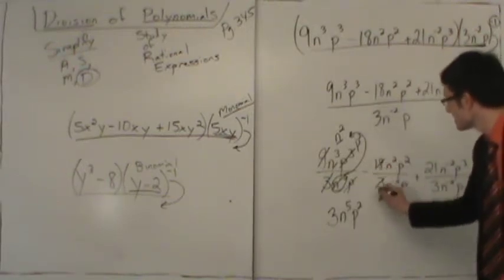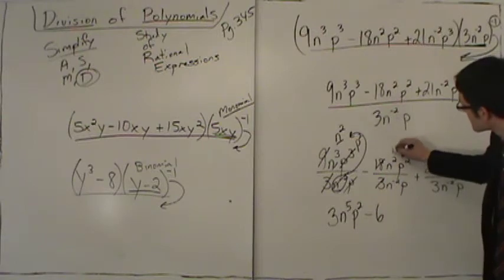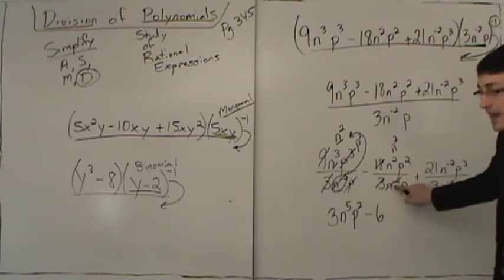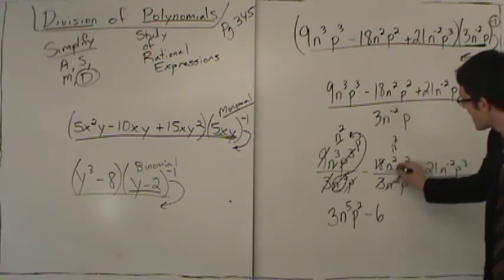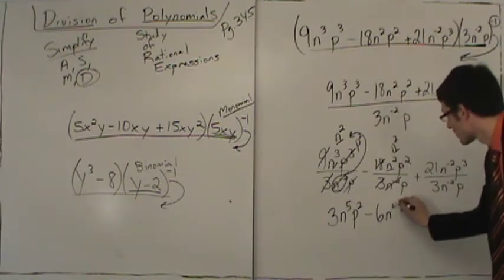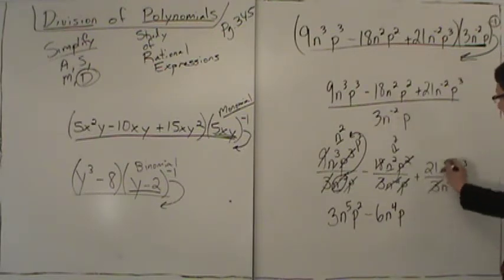3 cancels with 18, leaving what? Minus 6. N to the negative 2 moves where? Moves to the top, becomes n squared. Okay, so negative 2 power means move it to the top, change the sign of the exponent from negative to positive. N squared times n squared, 2 n's multiplied by 2 more n's. We're adding the exponents, n to the 4th. And p cancels with p squared, leaving a p.